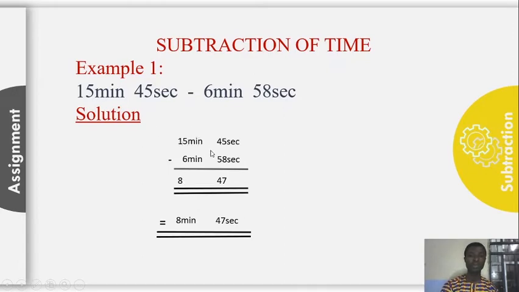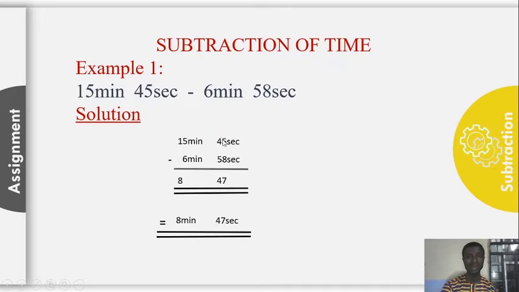move away 1 minute from here. When you move away 1 minute from 15 minutes, you are bringing out 1 minute to this point. But you cannot write 1 minute there. You write the minute in seconds. So what you have there now is 60 seconds. Is it not? 60 seconds. What you have here is 60 seconds.